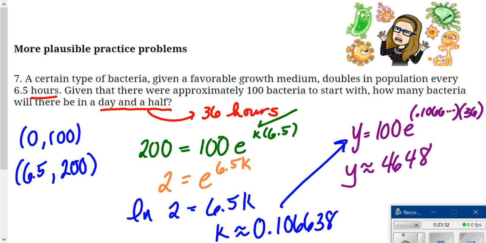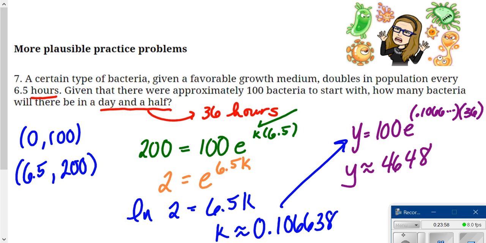Okay, so we are dividing by 100, going from green to orange. We are switching the orange equation into logarithmic form in the blue equation. And then we are dividing both sides by 6.5 to get our constant. And now that we know our constant, we can go back to the original equation, not have the 200 in there, but still have the 100 because that still was our initial condition.